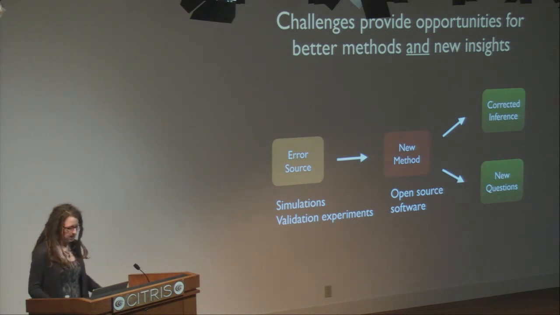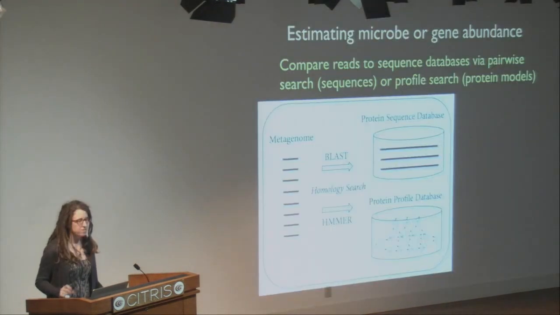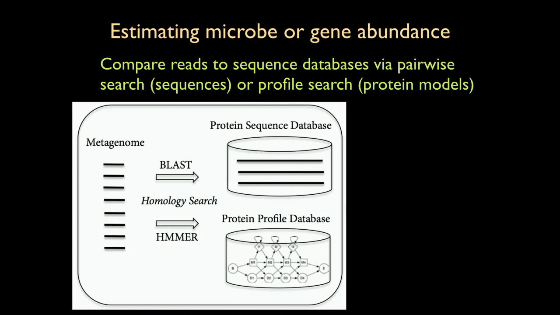OK. A little bit more, so I'm going to talk about quantification and estimating how much there is of a particular microbe or a particular microbial gene and why that's really hard with this data. To start that conversation, I want to explain a little more clearly how we go from the data that I showed you, these 100 base pair sequences that are a mixture of random pieces of different genomes, to a summary statistic.